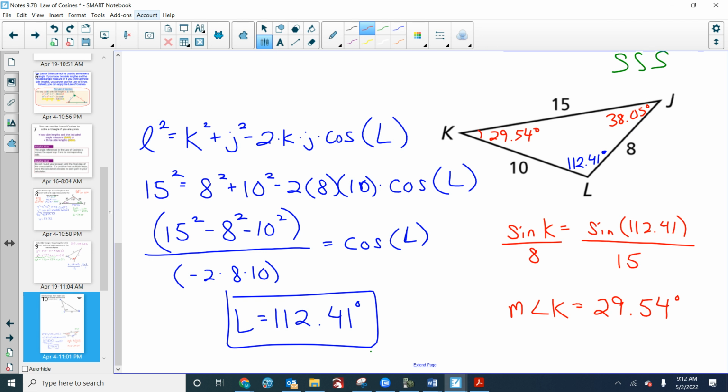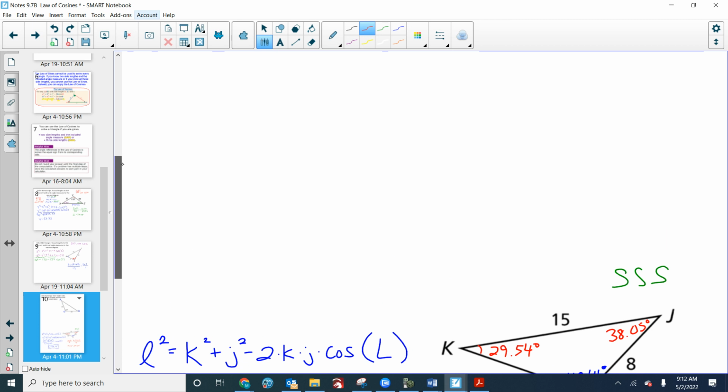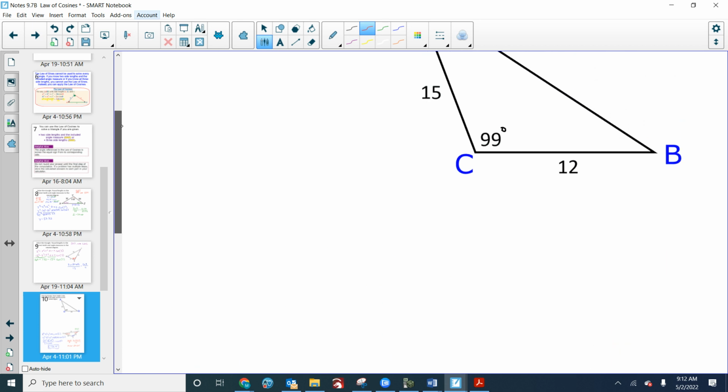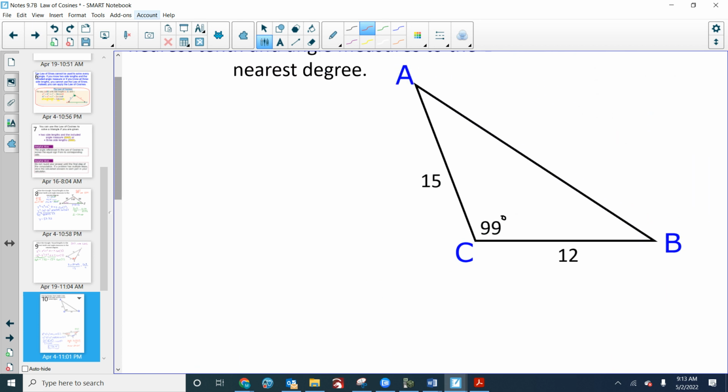How do we feel about the SSS situation? SSS is the most difficult it's going to be. Why? Well, if it's SSS, you have to find the angle. And if you have to find the angle, you have to subtract, divide, and then cosine inverse. If it's not SSS, quick refresher. We'll do one more of these. We're going back to this one. What side do you find first? The one across from 99, which is called C.